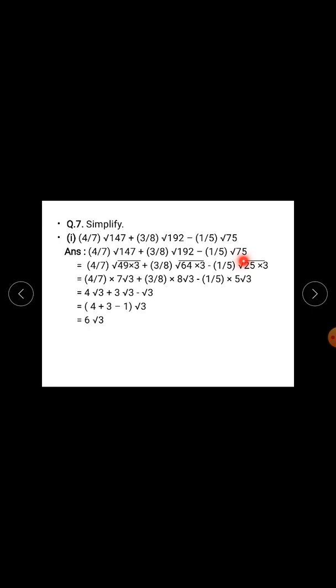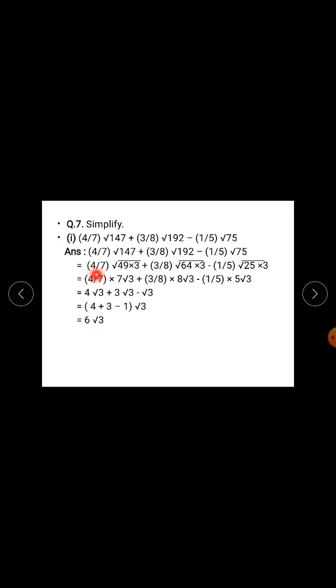Solution. 4 upon 7 into root 147 plus 3 upon 8 into root 192 minus 1 upon 5 into root 75 equals 4 upon 7. Write this 4 upon 7 as it is. But root 147 we can write as 49 into 3. 49 3s are 147 and 49 is a perfect square. So root 147 means root of 49 into 3.